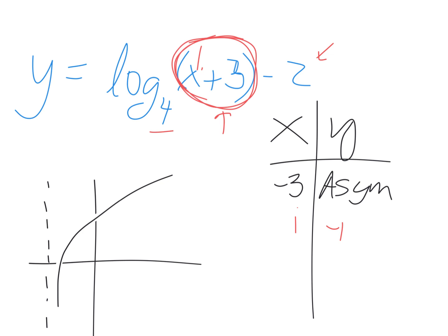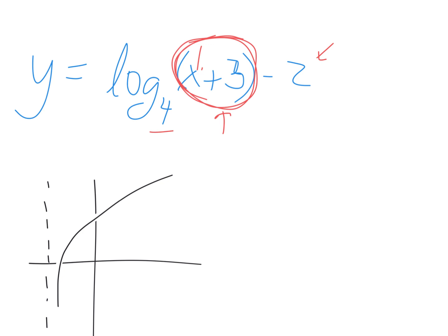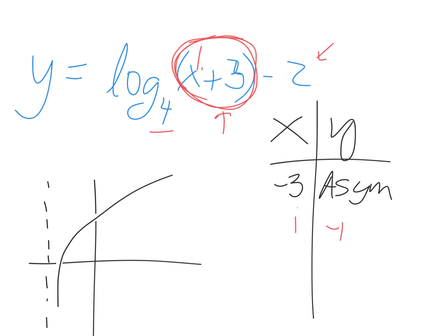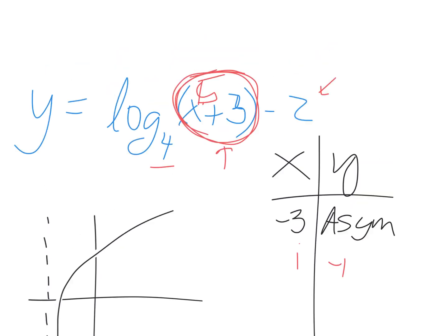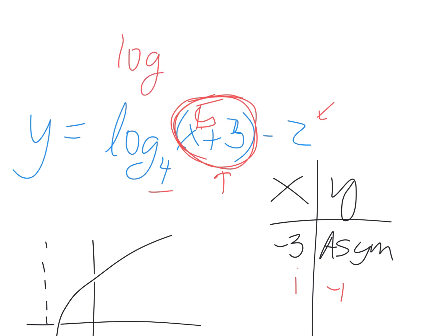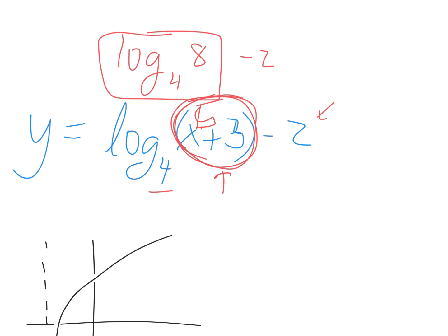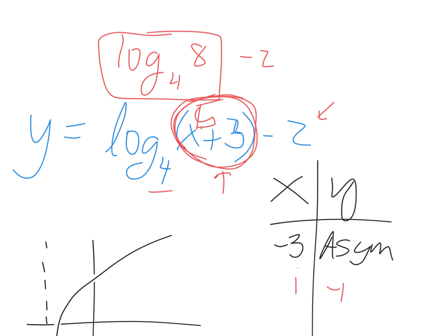Mason, can you give me a number that you think worked nice? 5. 5 plus 3 makes 8. I had that same exact suggestion from another kid, but let me show you what happens. Log base 4 of 5 plus 3 is 8, and then I have a -2 over here. It's tempting because it seems like that 8 is like 4 to a power, but it's not. It's 4 times 2. It's not 4 to a power. So 5 does not work as well as you would think it would.